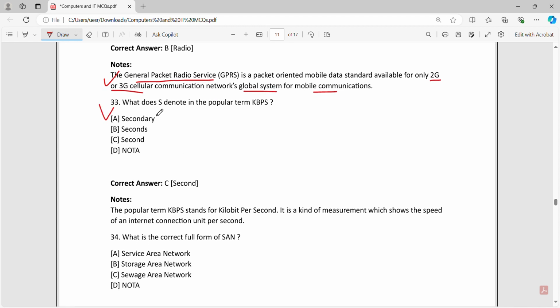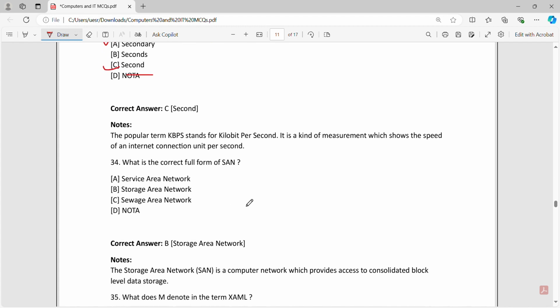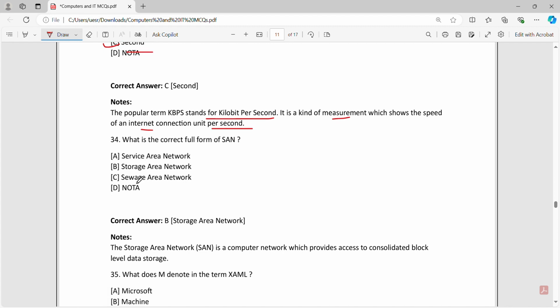33. What does S denote in the popular term kbps? So it denotes second. kbps stands for kilobit per second. It is a kind of measurement which shows the speed of an internet connection, in units per second.